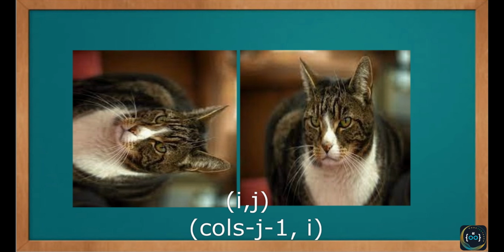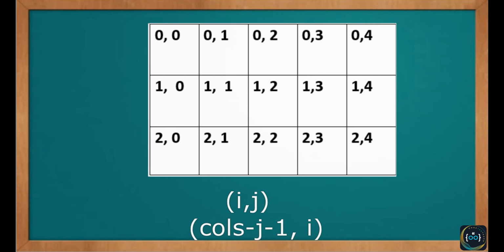If you rotate it to the right, you can see that what we did here is that we've swapped the I and J. And not only did we swap the I and J, we also flipped the J after the swapping. So without talking much, let's implement it here.